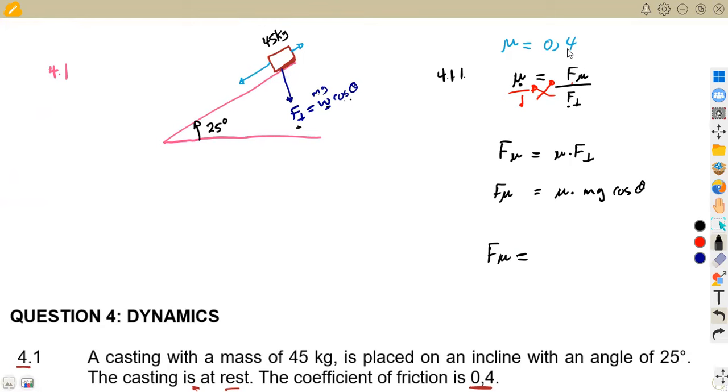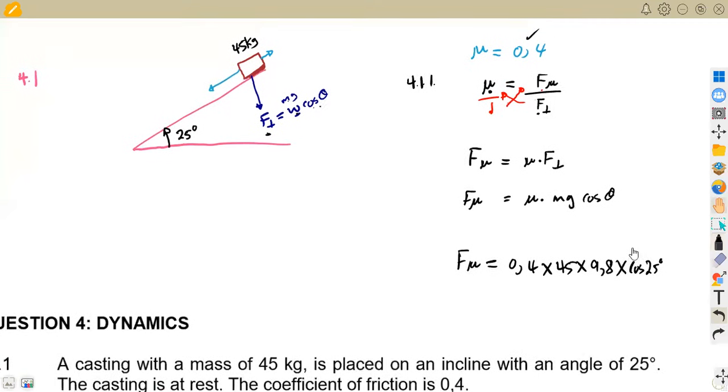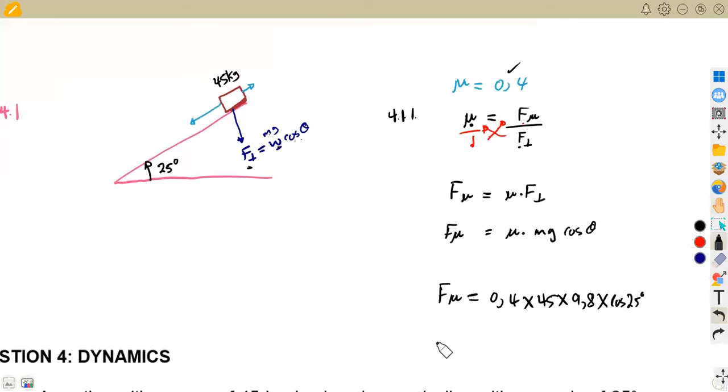We can have our frictional force because we've got the coefficient of friction of 0.4. So the coefficient of 0.4 times the mass, in this case 45 kg, so we're going to have 45 times the gravitational acceleration of 9.8 times the cosine of theta. Our theta is the angle, that is the cosine of 25 degrees. All right, so we can have our frictional force from this.